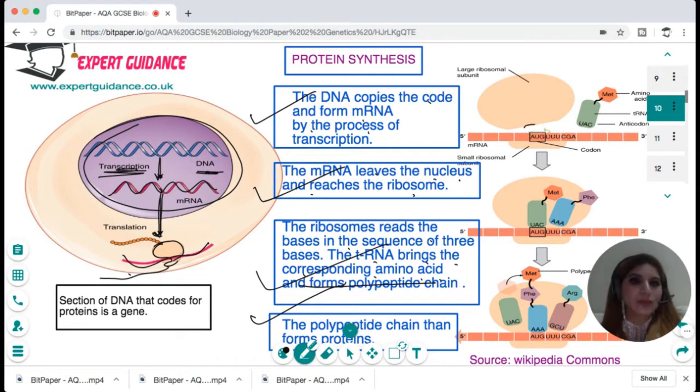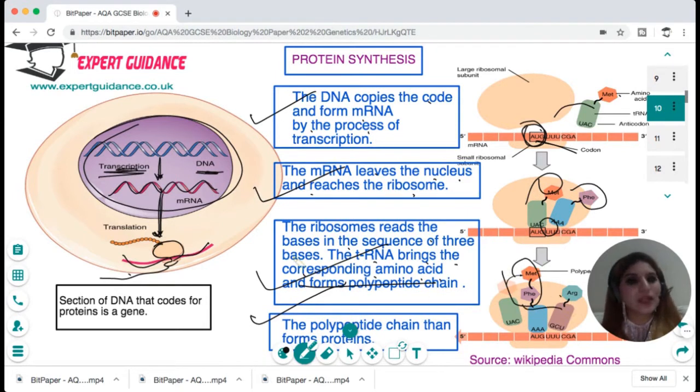And always remember, the bases are always read in triplets, and this is known as a codon. AUG corresponds to the codon for methionine. So the tRNA brings methionine. Then the next is UUU, which is for phenylalanine. So phenylalanine comes in, and you can see that the polypeptide chain is growing.